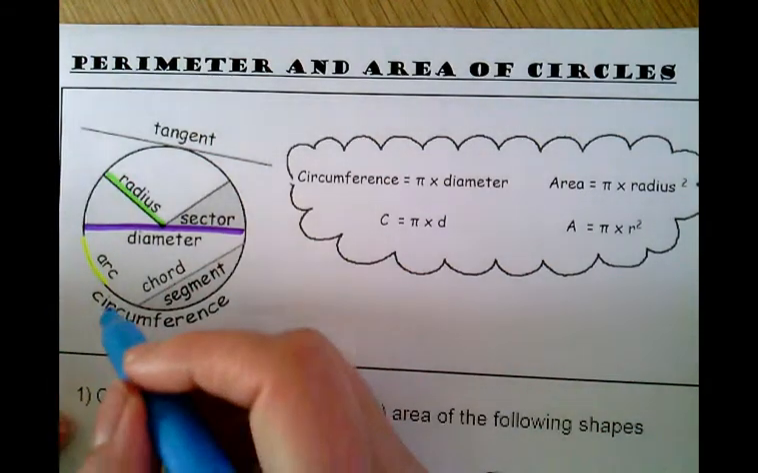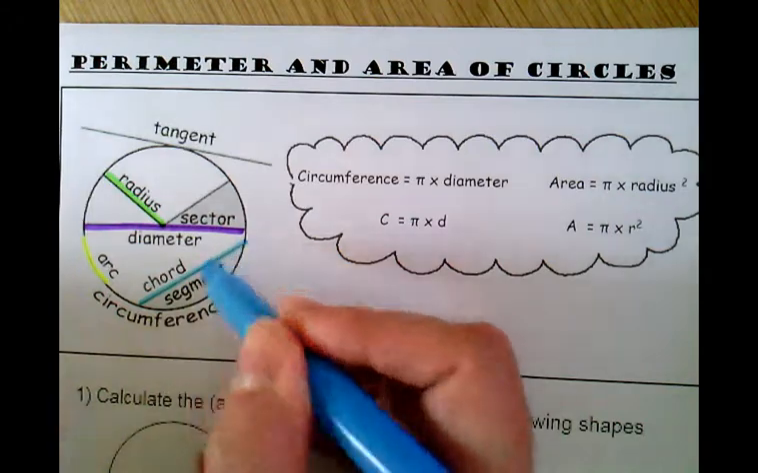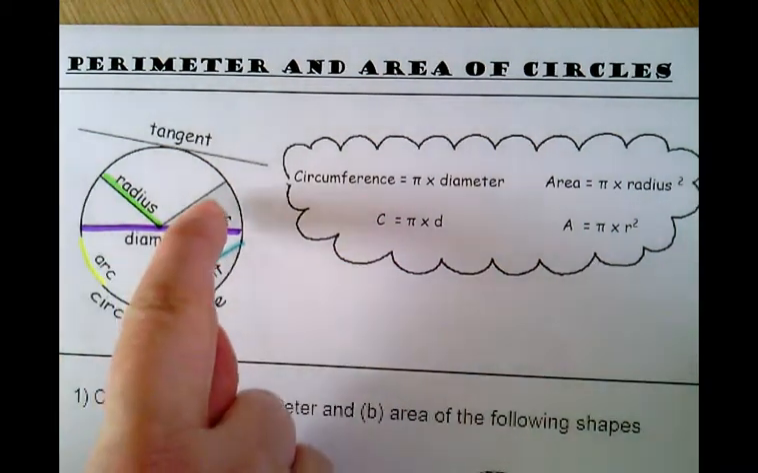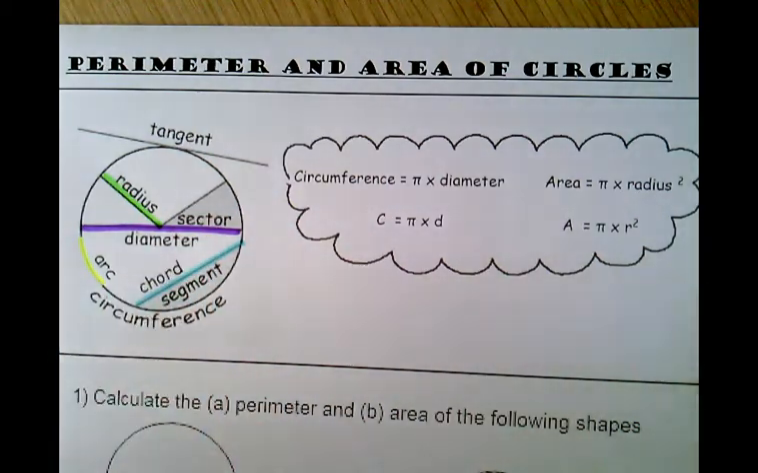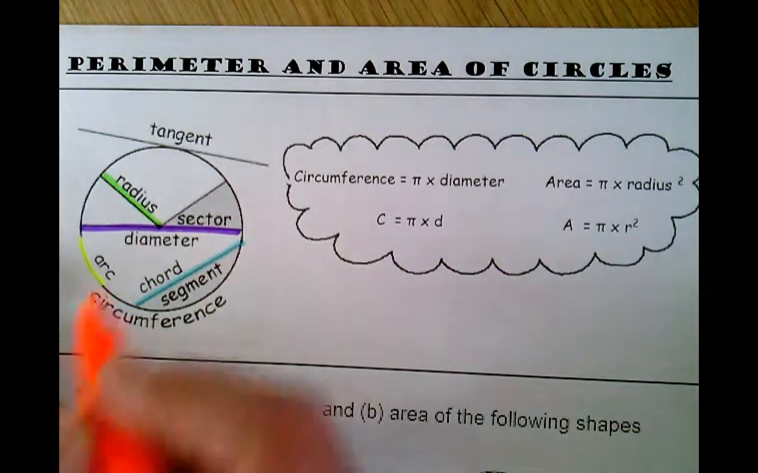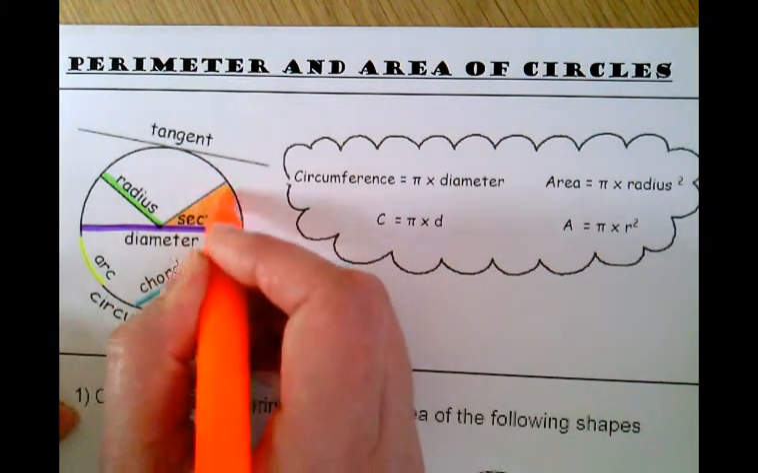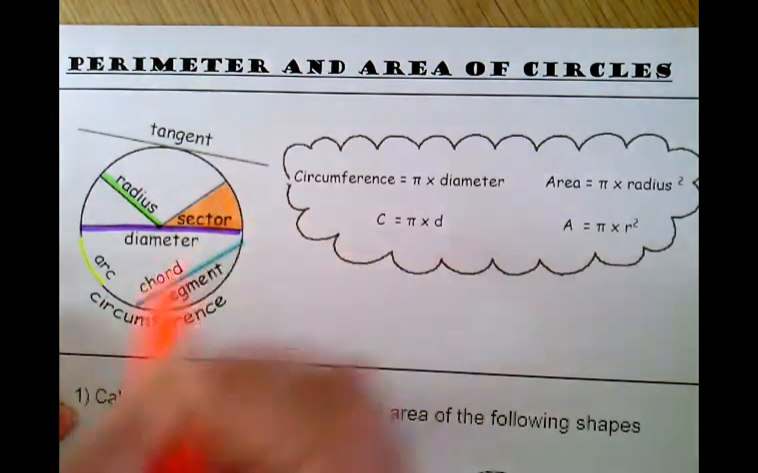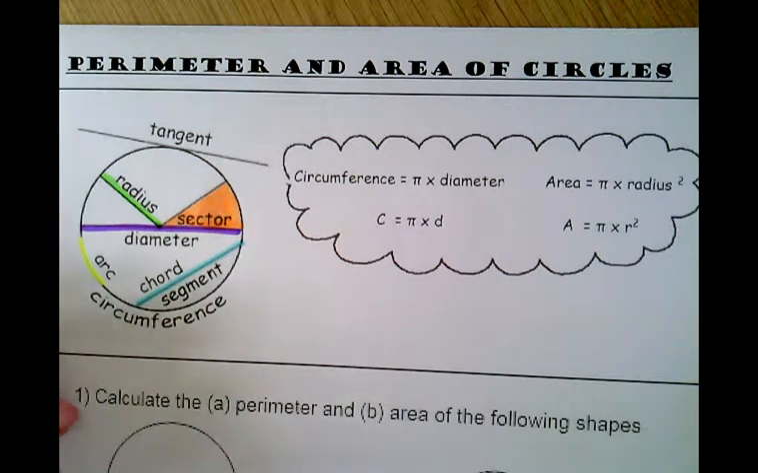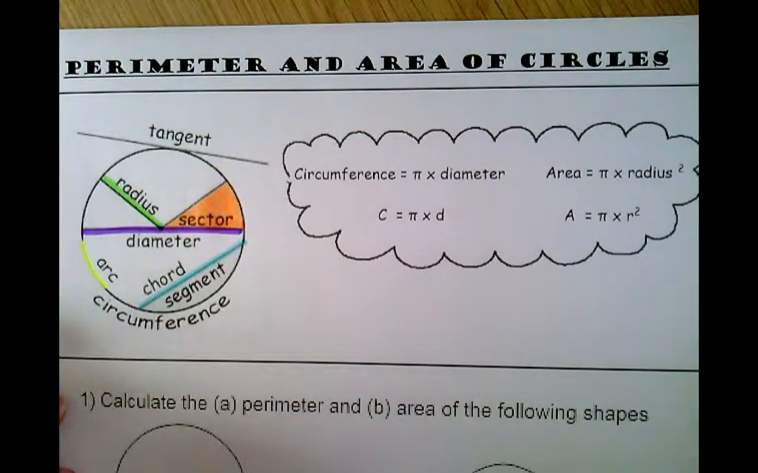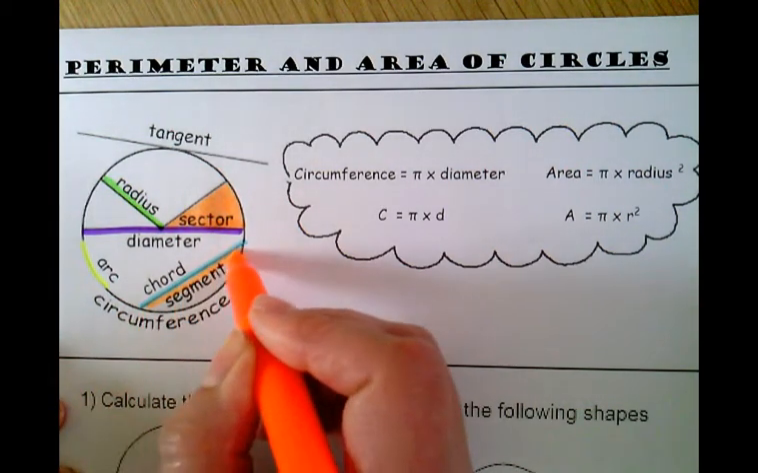I didn't do the chord there, I'll go back and do it. So that would be the chord going from one side of the circle to the other, not through the middle. The arc is a wee bit of the circumference. Then these 2 bits here that are shaded in, they aren't lines of the circle, they're actual area bits of the circle. So you have a sector, which is like a slice out of the circle, like if you were taking a slice of pizza or a slice of cake, that would be a sector of the circle. And then the other bit that's shaded in there, it's a segment.